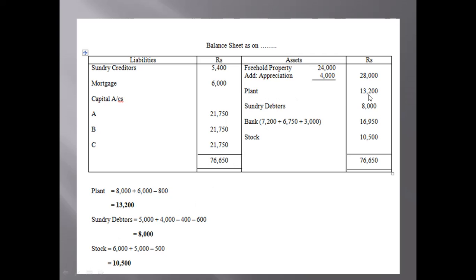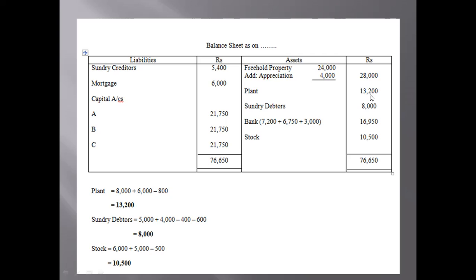Plant is the amount 13,200. How is this amount coming? Now look at the balance sheet. In the balance sheet, you can see the amount of 8,000, isn't it? So 8,000 is already there. And C is also bringing plant. Look at the question one more time. It is given in the question. So 8,000 plus 6,000, 14,000. And in the revaluation account, in the debit column, you can see the plant. Plant is being decreased by 800. So we have to subtract it and we get the amount 13,200, and we write the amount 13,200 here.